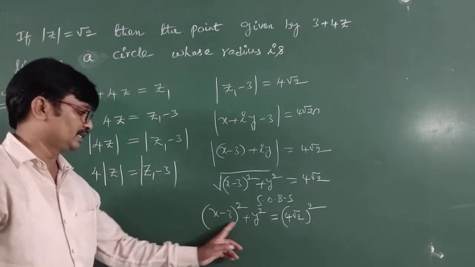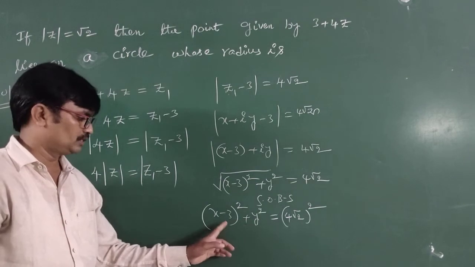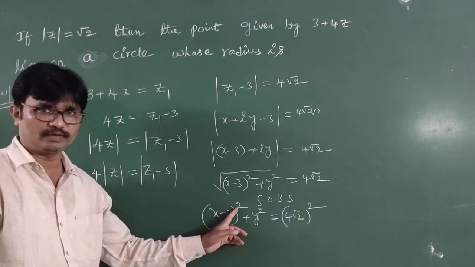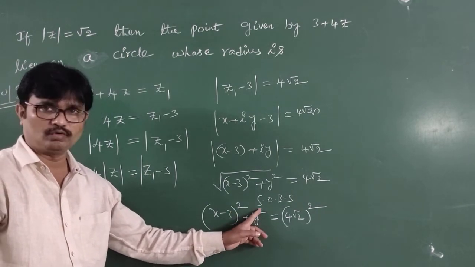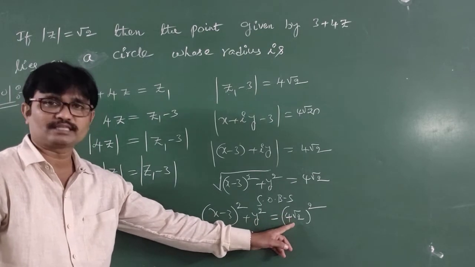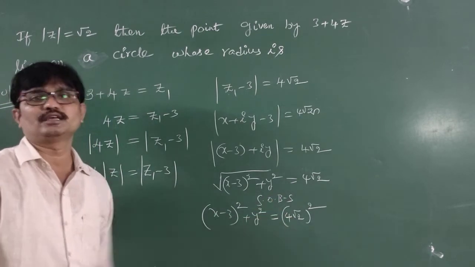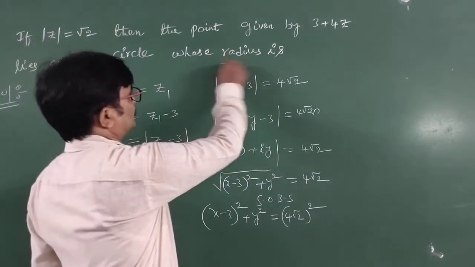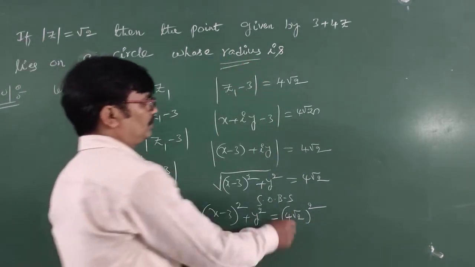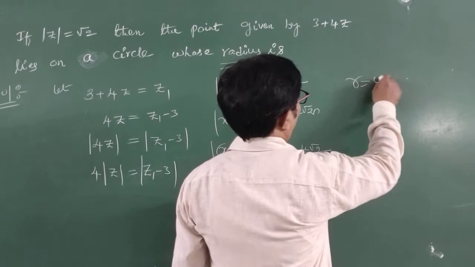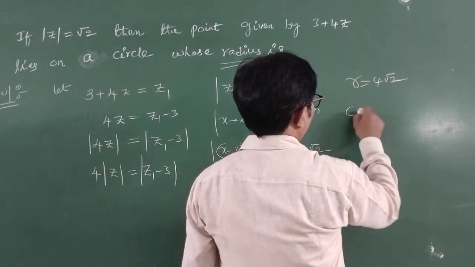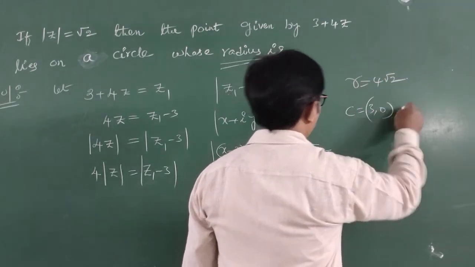Now the center is 3 comma 0. This is compared with x minus h whole square plus y minus 0 whole square equal to r square. Center is 3 comma 0 and radius is 4 root 2. Now they are asking the radius. Dear students, the radius is r equal to 4 root 2. Center is 3 comma 0.